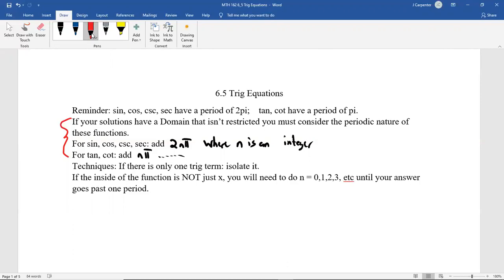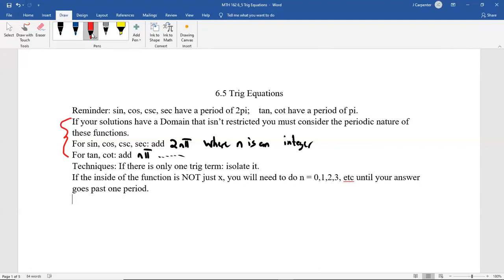Some techniques that we'll be using: if there's only one trig term, isolate it, and then you'll have something like sine of 30 degrees is equal to a half, and then you can use your triangles, your quadrants, your smart trig class, all that stuff to piece together your solutions of what the angle should be. Sometimes the inside won't just be a theta, it might be a 2 theta or a 3 theta or a 4 theta, or it could be x, it doesn't have to be theta. And then we'll have to go through this n equals 0, 1, 2, 3 process, and this will actually come up in another instance as well, but let's just label it for now, we'll get back to it.